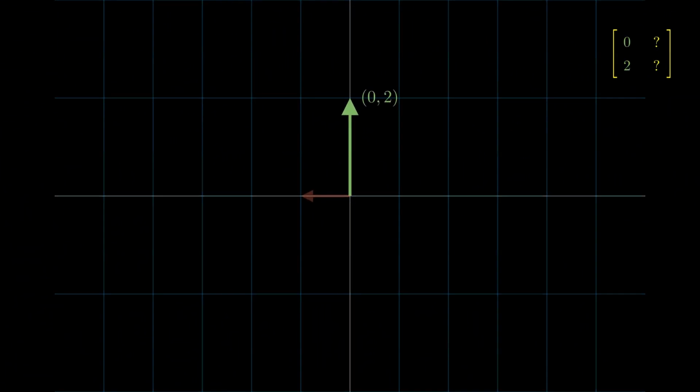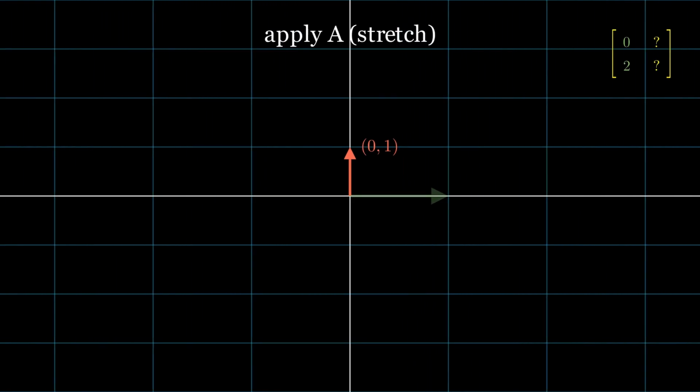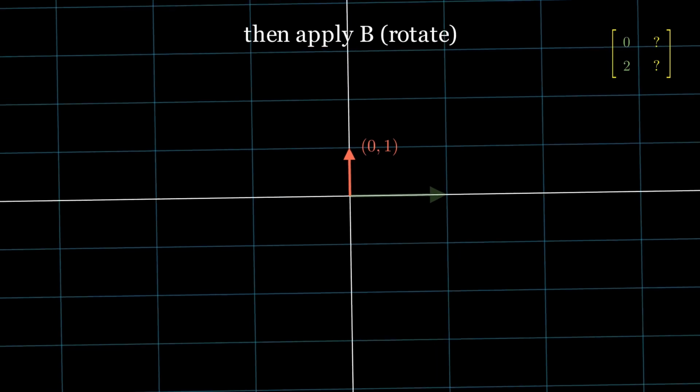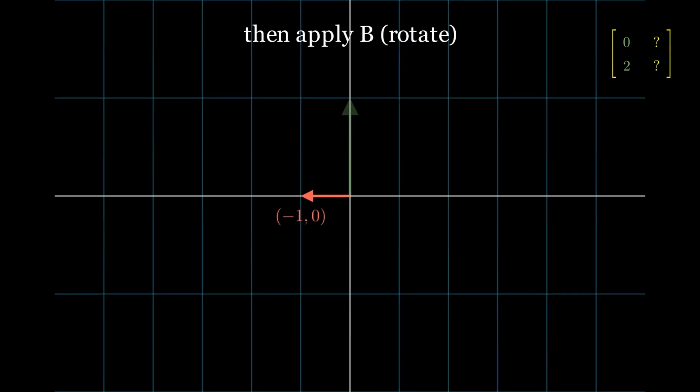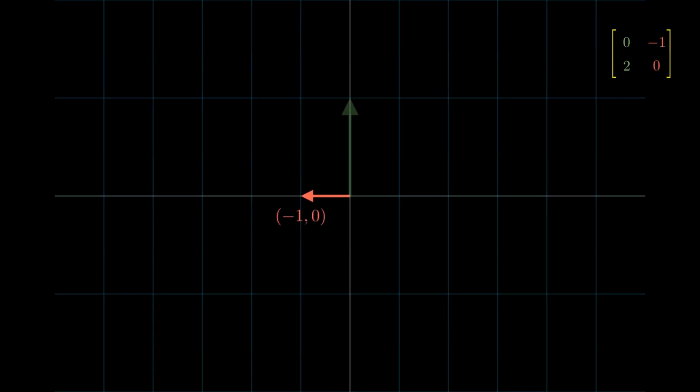Now we do the same thing with j-hat. First, we apply transformation A. The vector (0, 1) is unchanged because the stretch only affects the horizontal direction, so it remains (0, 1). Then we apply transformation B. Rotating by 90 degrees sends (0, 1) to (-1, 0). Therefore, the next column of matrix C is (-1, 0). This gives us the new transformation described by matrix C.